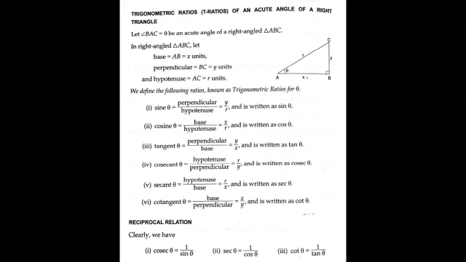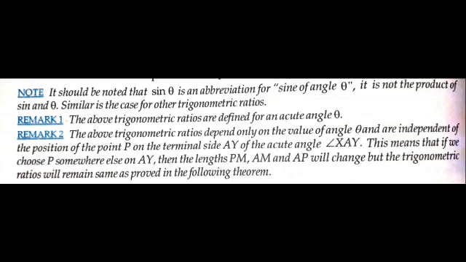Moving ahead, I would like to discuss here some important points. The very first one is that it should be noted that sin theta is an abbreviation for sine of angle theta. It is not the product of sine and theta. Similar is the case for the other trigonometric ratios. So it is very important, please always keep this in mind.